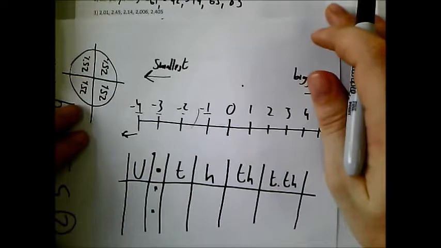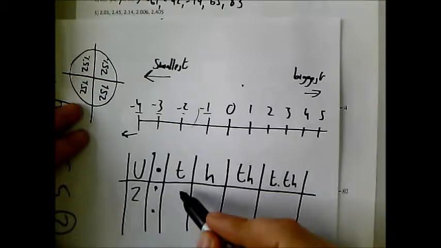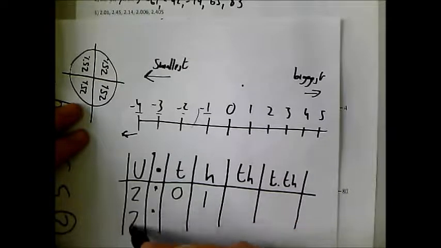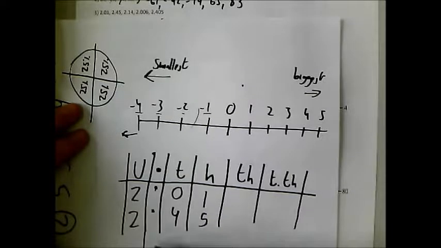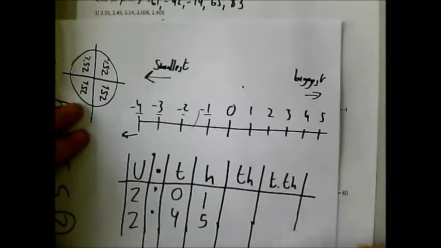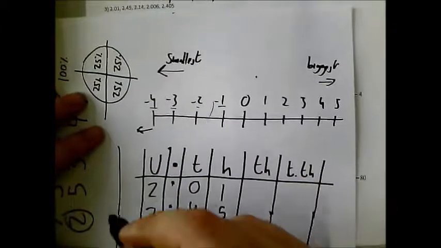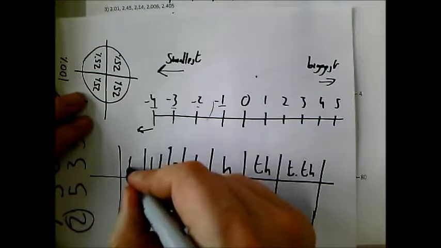I'm going to write down my numbers. So I have 2.01, 2.45, 2.14, 2.006, 2.405. Now, if I extend this a little bit further down, you know you've got tens here.